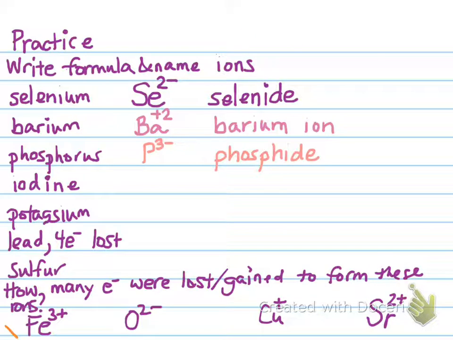For iodine, iodine is symbol I. It's in group 7A, so it has 7 valence electrons. So it can lose 7 or gain 1. It's going to gain 1, so it has a charge of -1. Because it's negatively charged, it's going to lose its ending and get an "ide," so it's iodide.